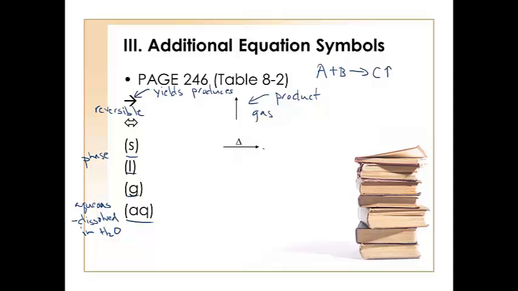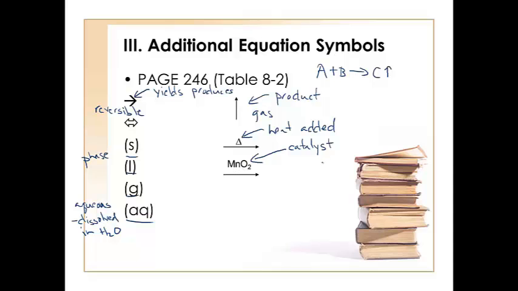Now the arrow means the same as yields. If you see a triangle written over it, this means that heat was added. If you see a chemical substance, a compound or an element written over the arrow, this is a catalyst. Now, why is it written there? You add a catalyst to the reaction.